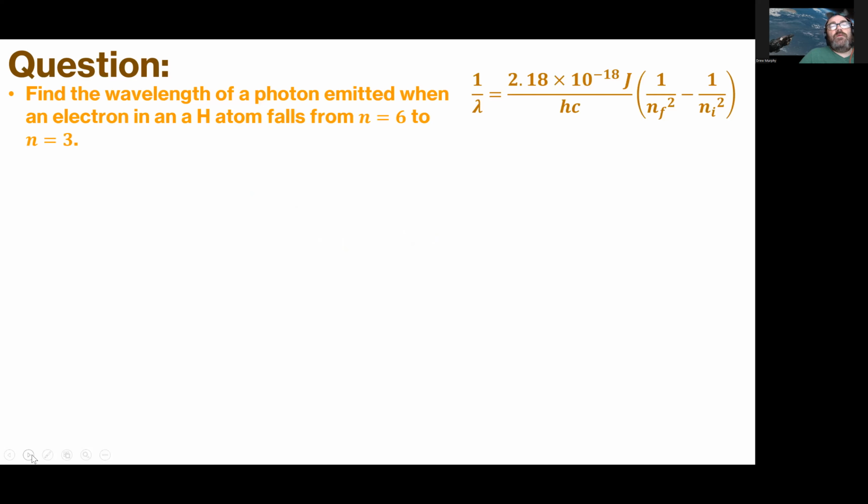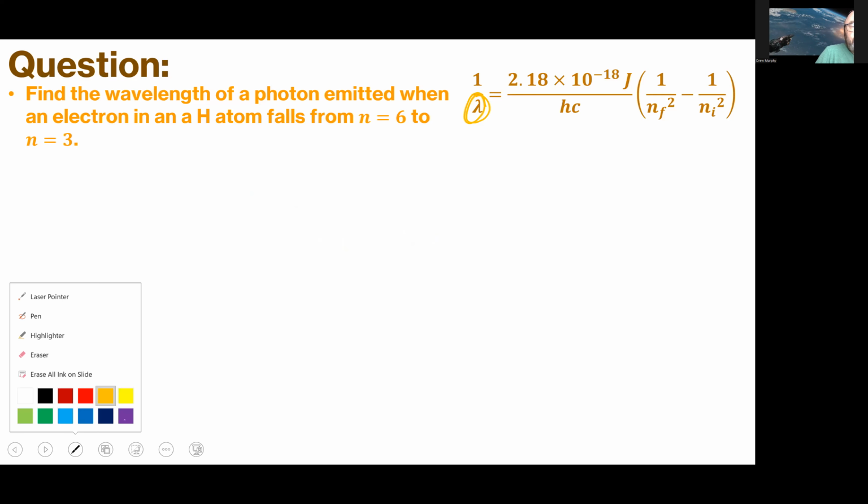We want to find the wavelength of a photon emitted when an electron in a hydrogen atom falls from n equals 6 to n equals 3. So let's set this up. I have our equation up here, the same equation as we had on the other side. We're solving for wavelength, and wavelength is right here. So we're just going to plug in the numbers and work our way through it.